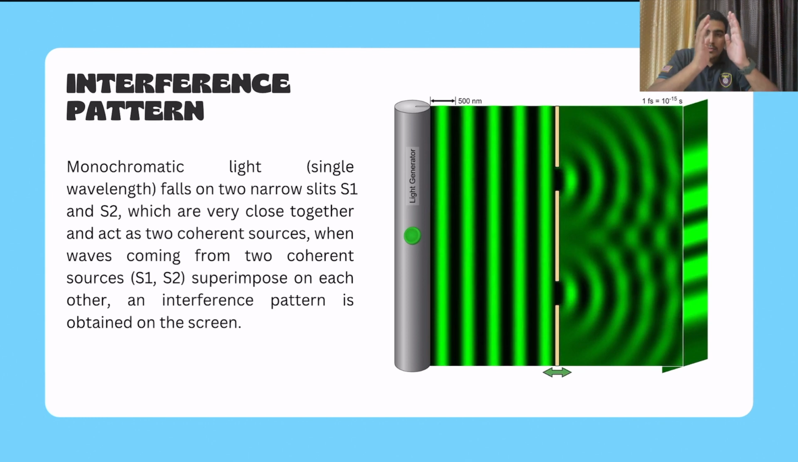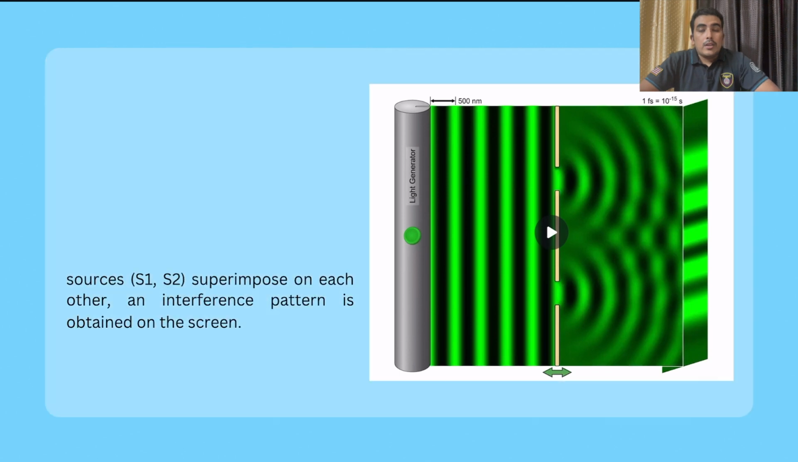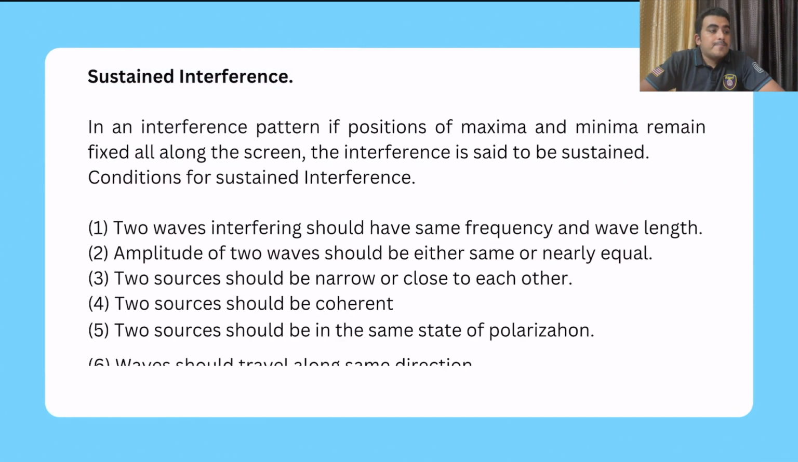So in this diagram, you can see a cylindrical source is coming. I mean cylindrical light, or wavefront, is coming and then passing through two slits, generating a central bright band followed by alternate bright and dark bands, isn't it? Now that's regarding the interference pattern.